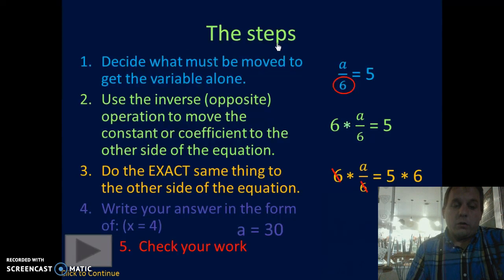Then you're going to check your work. In order to check your work, you simply plug in the value that you found, in this case a, into the place where it goes, just like it's a formula. So 30 divided by 6 equals 5. If your statement is true, you have done your math well. If it is not true, you've got a mistake in there somewhere and you need to go back and check.